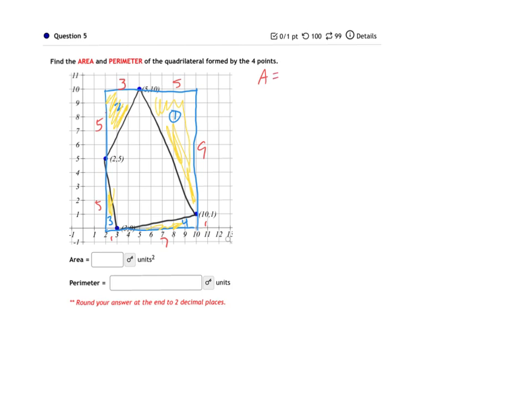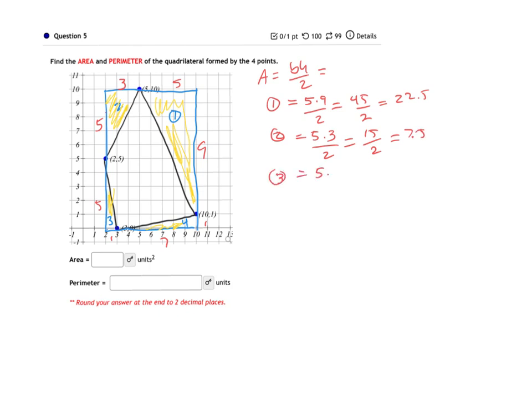Remember, the area of a triangle is base times height divided by 2. So for region number 1, we would have 5 times 9 divided by 2, which is 45 divided by 2, which is 22.5. For region number 2, 5 times 3 divided by 2, 15 divided by 2, which is 7.5. For region number 3, 5 times 1 divided by 2, which is 2.5. For region 4, we have 7 times 1 divided by 2, which is 3.5.